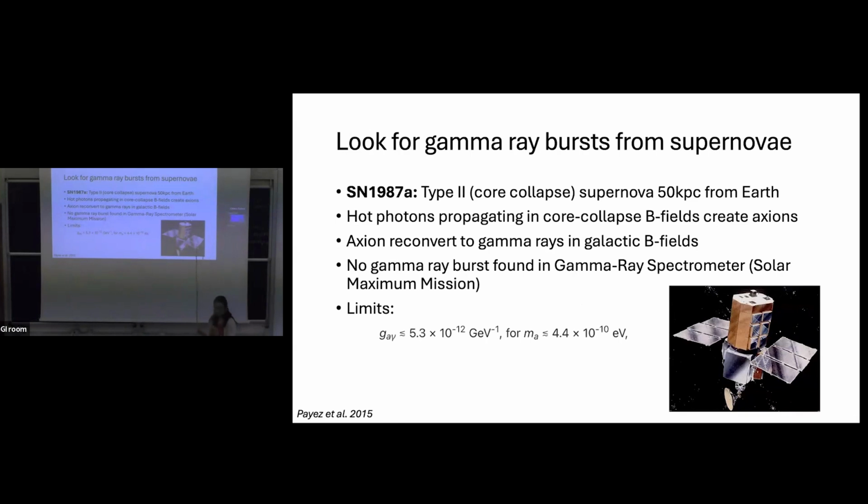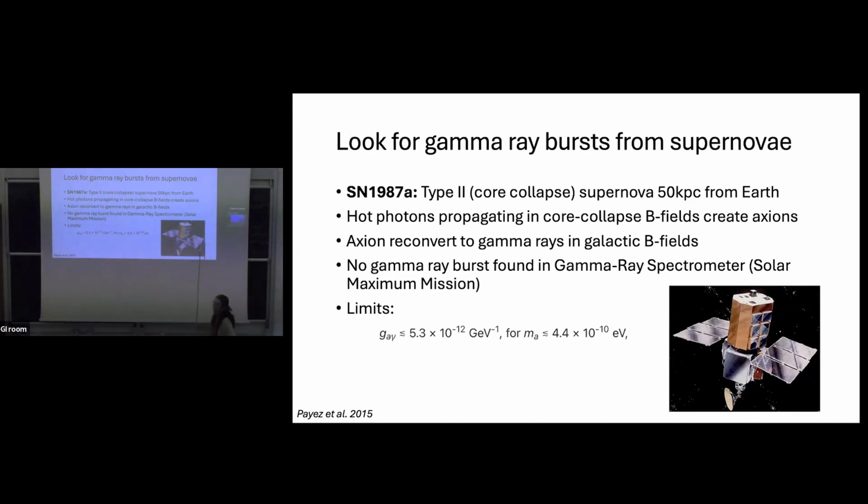Another very powerful one is looking at supernovae. Specifically, we had a supernova go off in 1987, supernova 1987A, which had a real wealth of information for a bunch of different fields. This happened about 50 kiloparsecs from Earth. I had to remind myself what the diameter of the galaxy was. It's about 30 kiloparsecs, so this is relatively close.